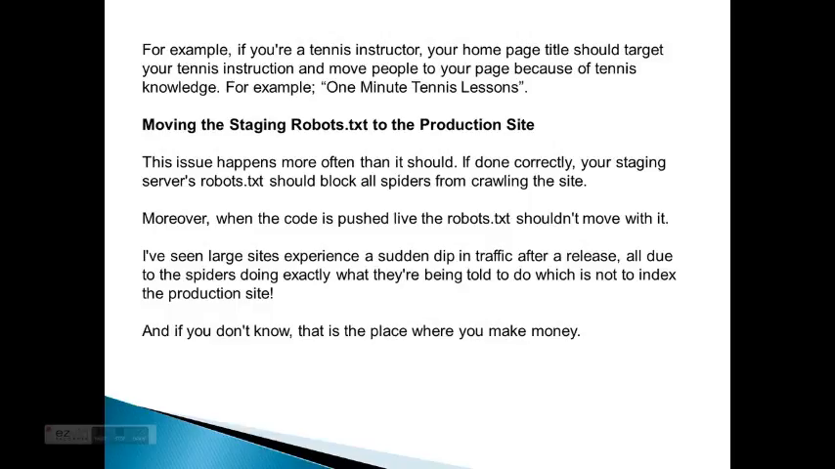Moving the staging robots.txt to the production site. This issue happens more often than it should. If done correctly, your staging server's robots.txt should block all spiders from crawling the site. Moreover, when the code is pushed live, the robots.txt shouldn't move with it. I've seen large sites experience a sudden dip in traffic after a release, all due to the spiders doing exactly what they were being told to do, which is not to index the production site. And if you don't know, that is the place where you make money.